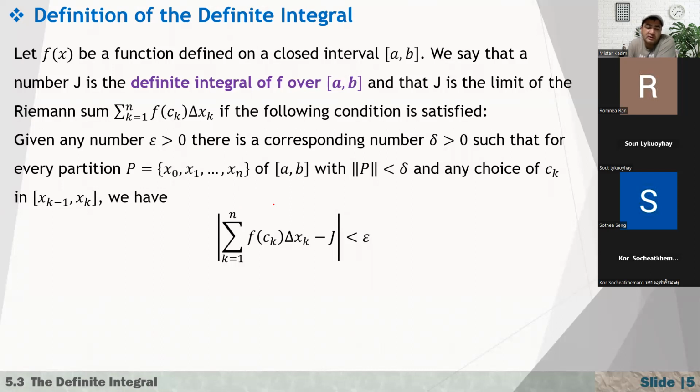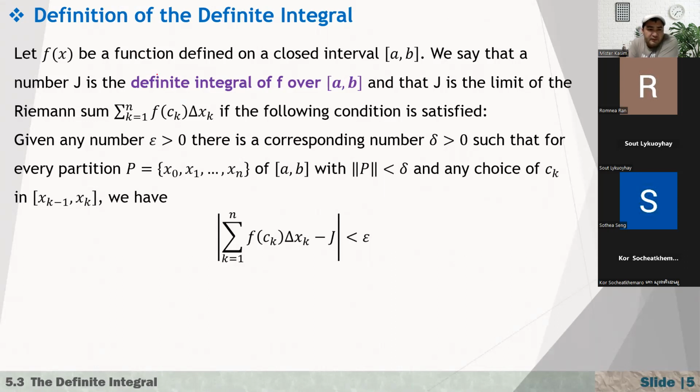In 5.2, we studied how to form a Riemann sum. What is a Riemann sum? It is the partial sum, S sub n. We draw some rectangles that are inside that region, and then we sum the areas of these rectangles. After that, we watch what happens if we increase the number of rectangles. We are watching the values of this sum, and it must be approaching a number.